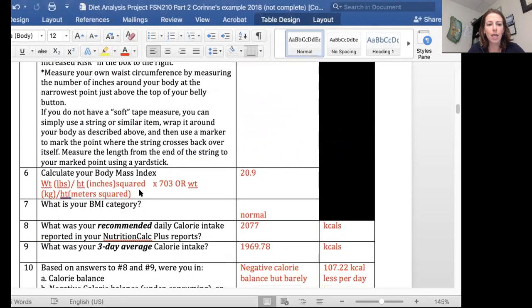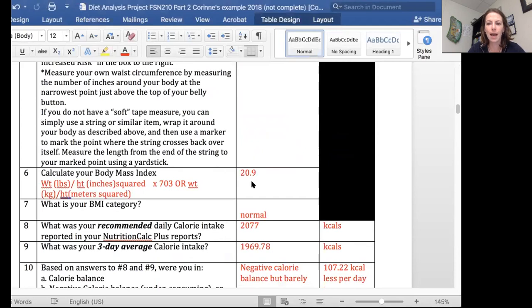You're going to calculate your BMI. BMI can be calculated a couple different ways. It can be calculated as weight in pounds over height in inches squared, and then you multiply this whole thing times 703. Or you can do weight in kilograms over height in meters squared. That way requires a little bit more conversion because you're going to have to convert your weight from pounds to kilograms. You can also use BMI calculators, which you can find online. That's okay for this assignment.